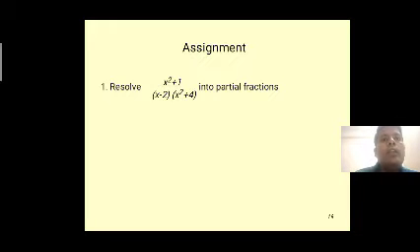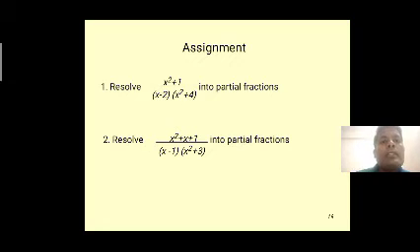Now we go to the assignment. Resolve (x² + 1)/((x − 2)(x² + 4)) into partial fractions. You have to observe in the denominator part, one is the linear factor, another one is an irreducible quadratic factor. Second question, (x² + x + 1)/((x − 1)(x² + 3)) into partial fractions. Here also you observe in the denominator one non-repeated linear factor and one non-repeated quadratic factor.